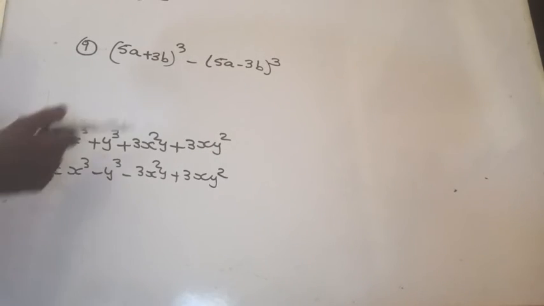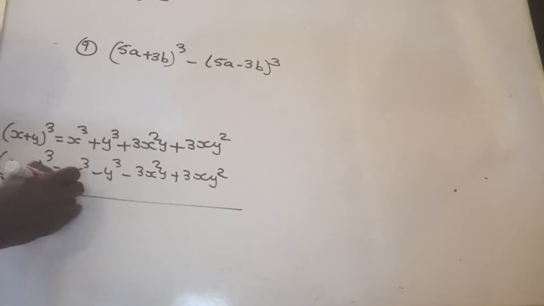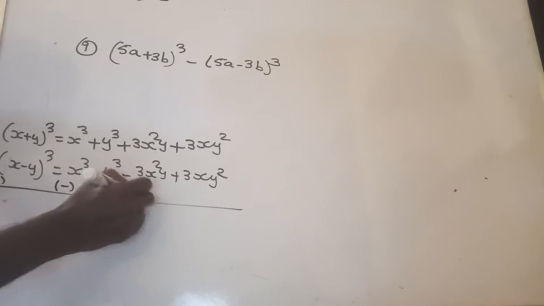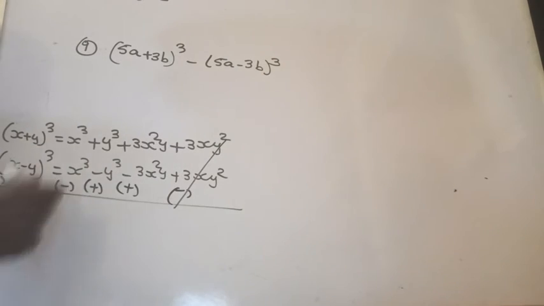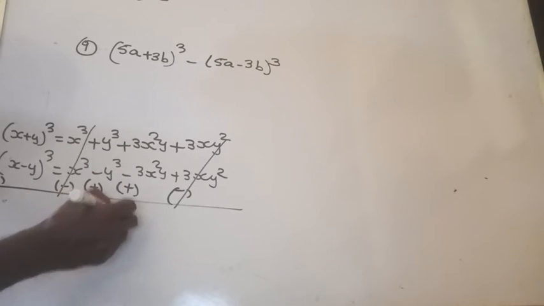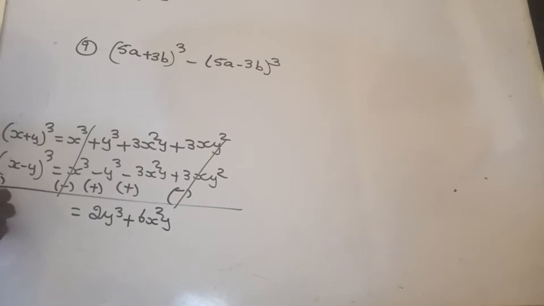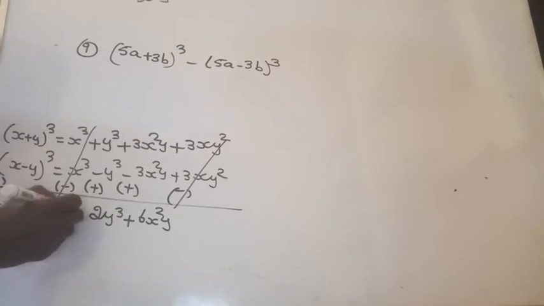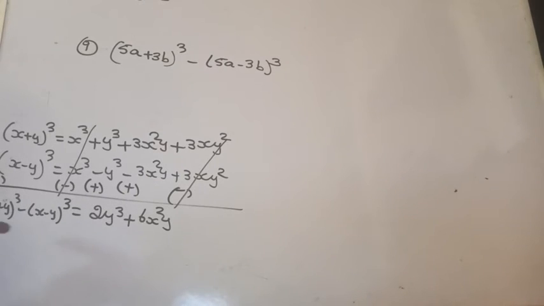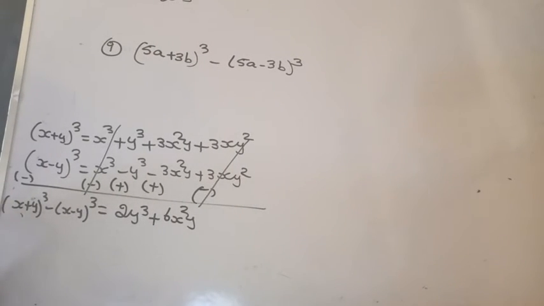So they asked us to subtract this one. So subtract this one. What will you get here? It will be plus, plus, minus. So this term will be cancelled, and then x cube minus x cube cancels. Then y cube plus y cube will be 2y cube. Then 3x square y plus 3x square y is 6x square y. Am I right? So x plus y the whole cube minus x minus y the whole cube is nothing but 2y cube plus 6x square y.